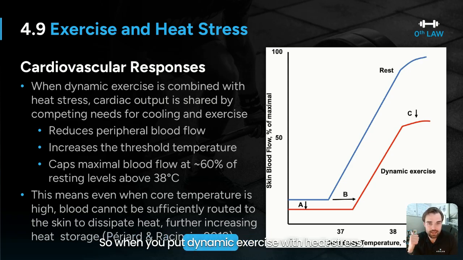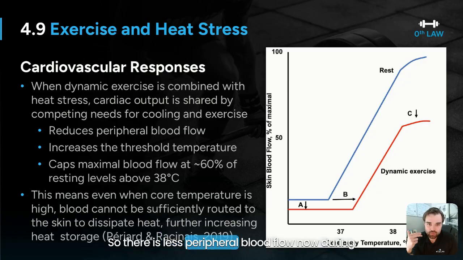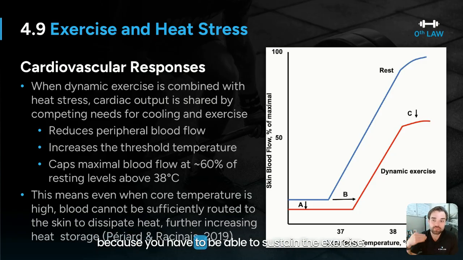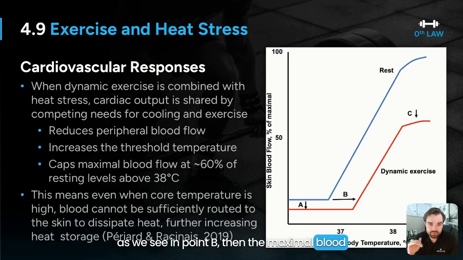So when you put dynamic exercise with heat stress, that cardiac output is shared by competing needs. So there is less peripheral blood flow now during exercise than just passive heat stress because you have to be able to sustain the exercise. The threshold temperature is now increased, so as we see in point B. Then the maximal blood flow that can go to the skin is capped off. So that's what you see at point C, and that's roughly 60%.